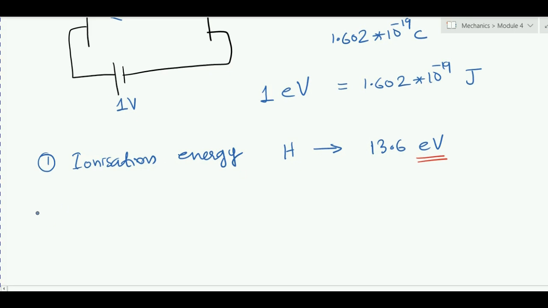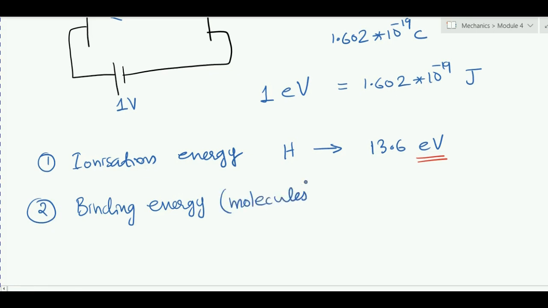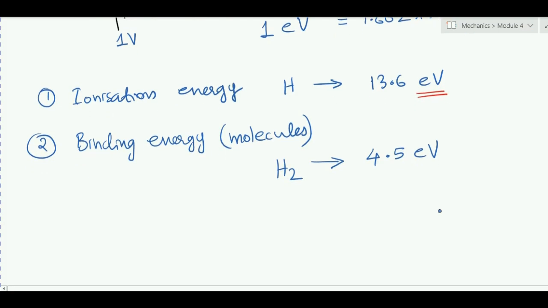Another case is the binding energy of molecules. For example, in the case of the hydrogen molecule, it is 4.5 eV. If you write it in joule, you will get a very small number, but the number will have powers of 10 and all those. So this is very convenient here.